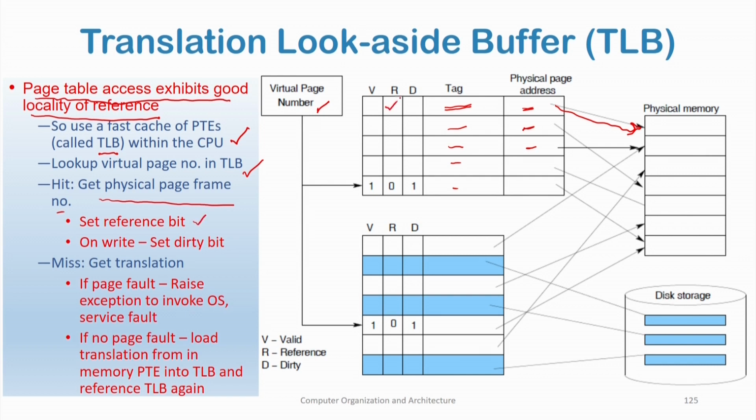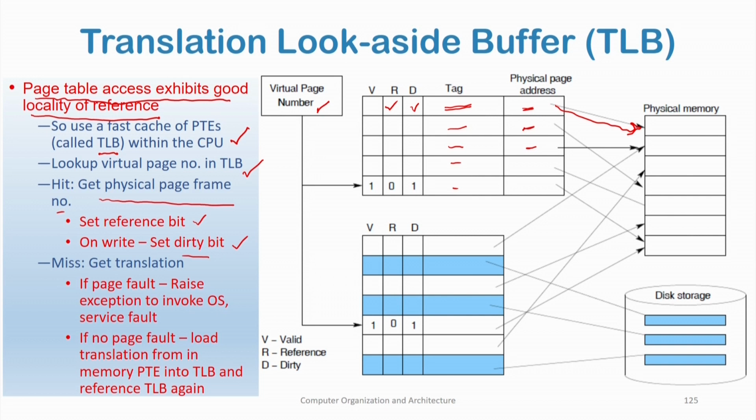This R is the reference bit. I set the reference bit to indicate that in the current time epoch, I have referenced this page. If I am writing onto main memory, I also set the dirty bit on, to indicate that this page has been modified.